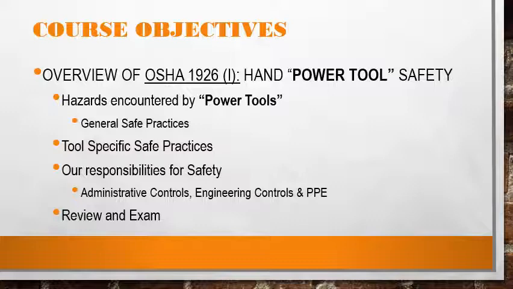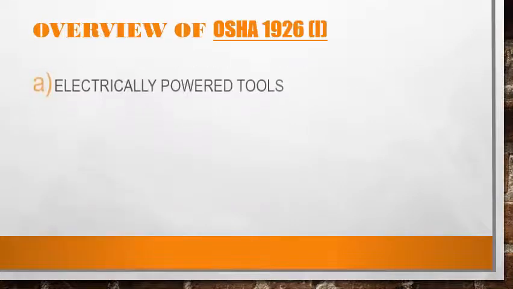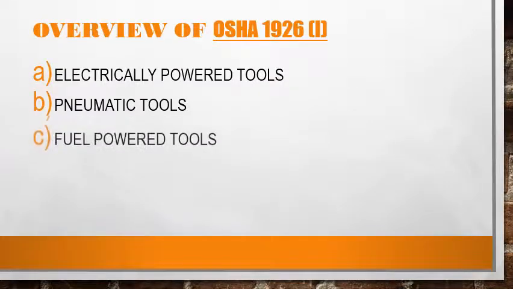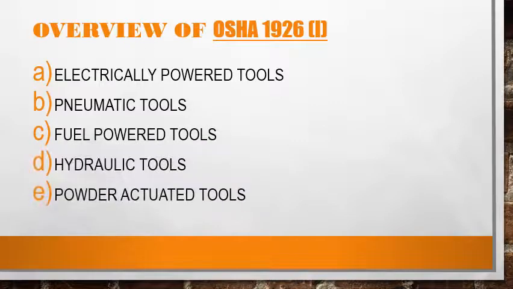So OSHA 1926 subpart I covers 5 sections. Each section is covered based on the power behind the tool. The first section is about electrically powered tools. Second section is pneumatically powered tools. Third is fuel-powered tools. After that, hydraulic-powered tools, and then powder-actuated tools.